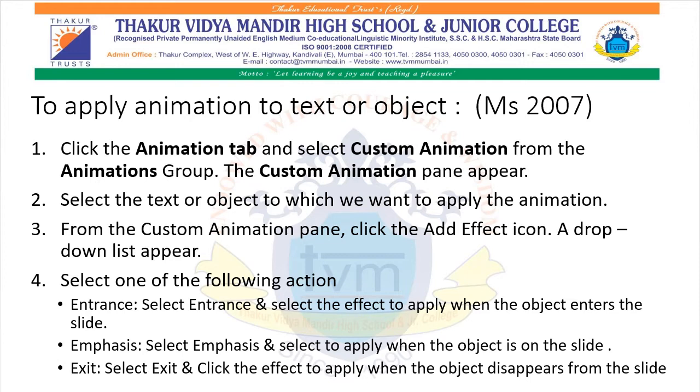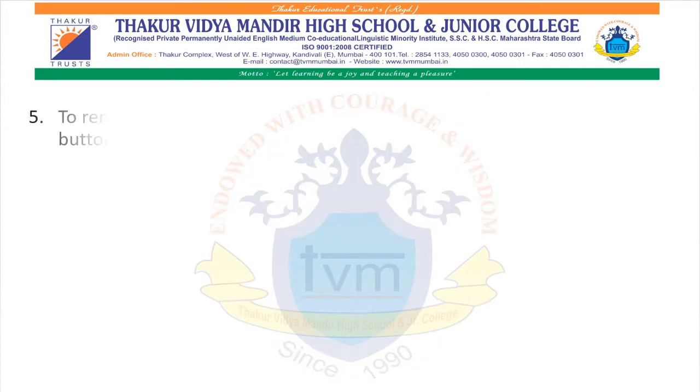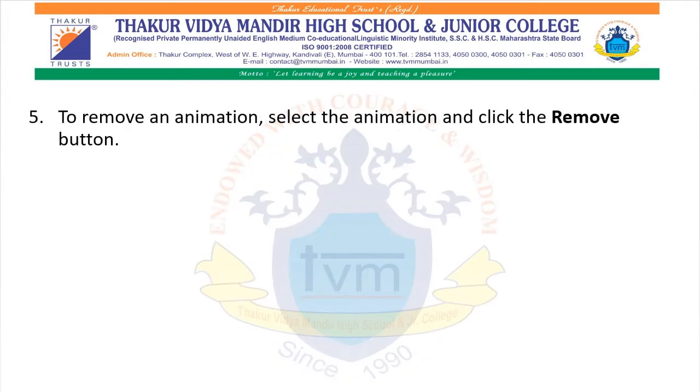The third option we select is exit. This exit effect is applied to the text and object when we need them to leave the slide in some effective way. Now there are many more options that help us while creating animations. The first is the remove button. When clicked, this option can be used to remove the animation from the slide.